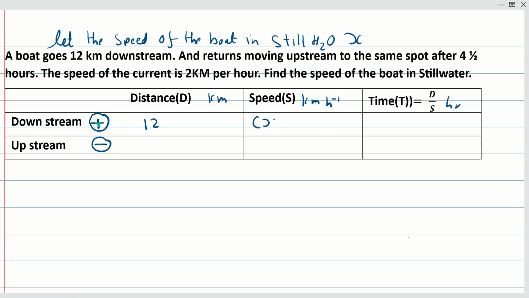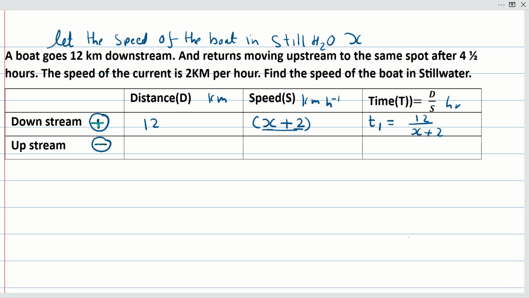so the boat's speed plus the stream's speed, so it will be x plus 2, because this is the speed of the current, the water speed. So this is the speed of the boat plus the speed of the current. Why is it added? Because it is going downstream. So what will be the expression for the time? Time taken t1 is 12 upon x plus 2. I hope this is clear.